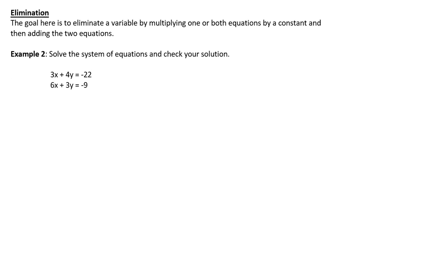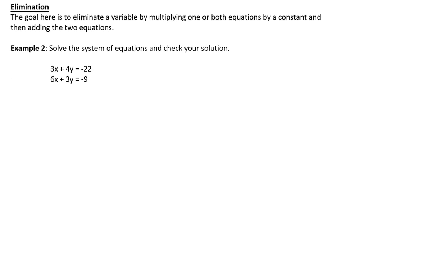The next technique is elimination. Elimination is what we use if we can't do substitution. What you want to do is try to eliminate a variable by combining your equations by either addition or subtraction. It's usually easier to use addition, so that's what I will typically use. So let's take a look at the example that we have here.